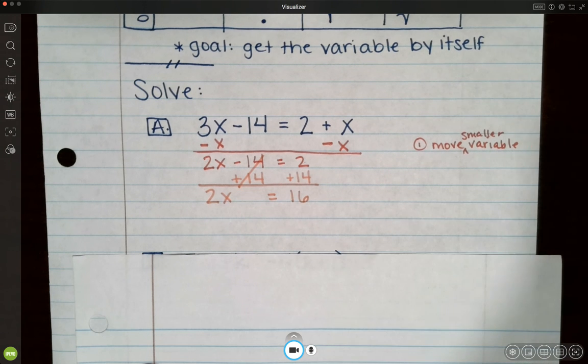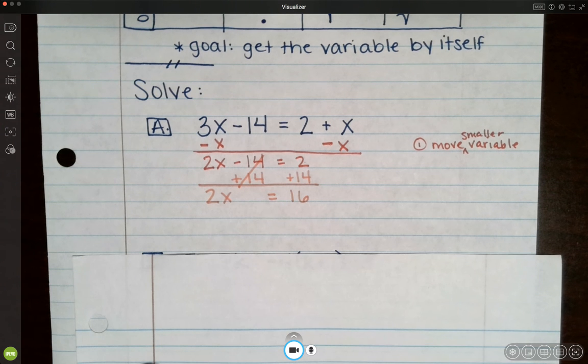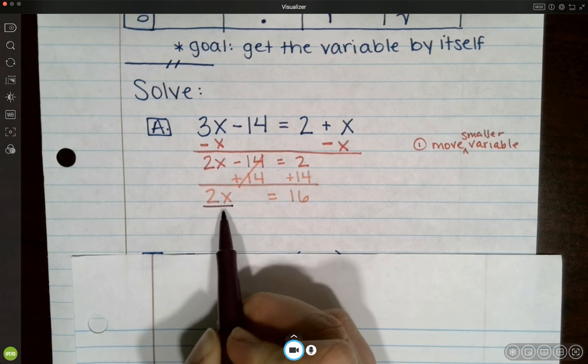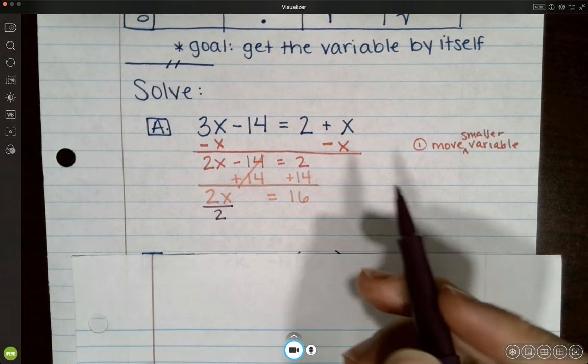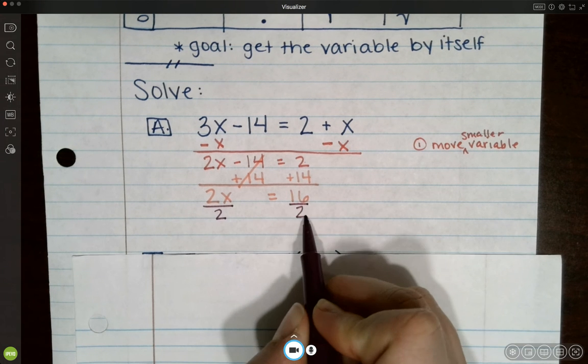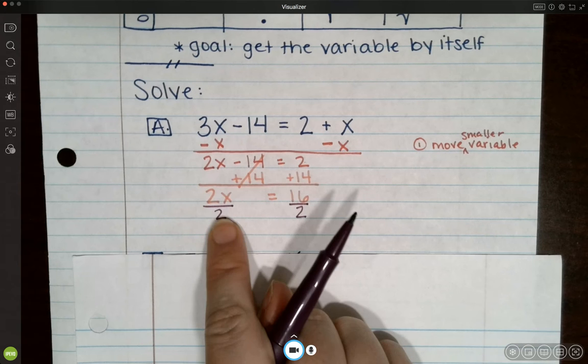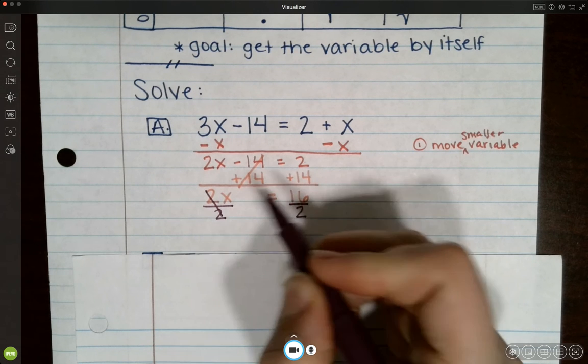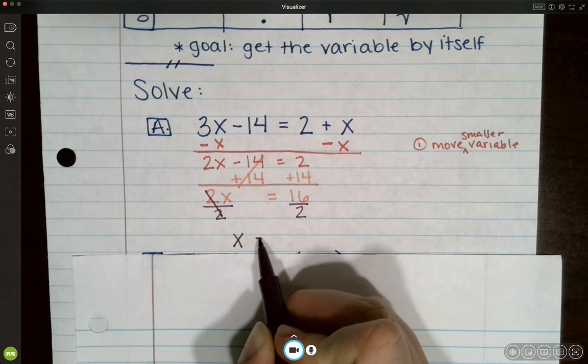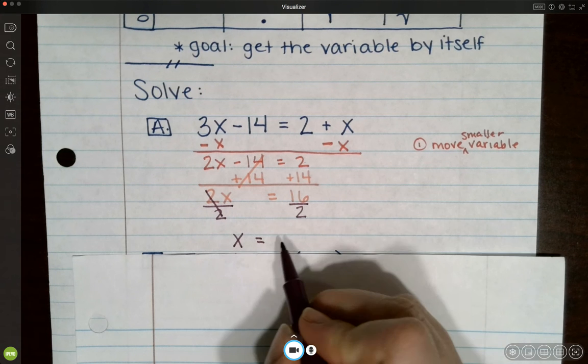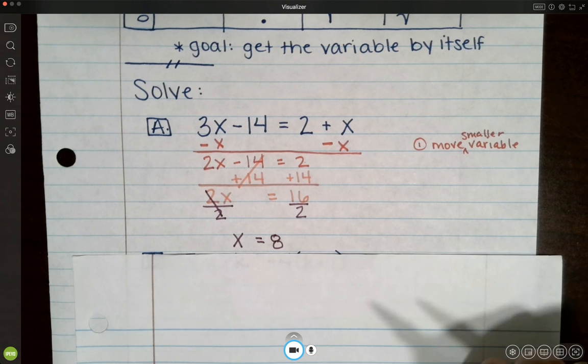Last but not least, I need to get the 2 detached from the x. The opposite of that, this is multiplication, is we're going to divide. And what I do to one side, I do to the other. Now notice I did not put the x there, it's just the 2, so I can cancel them. So x equals 16 divided by 2, which is, in fact, 8.